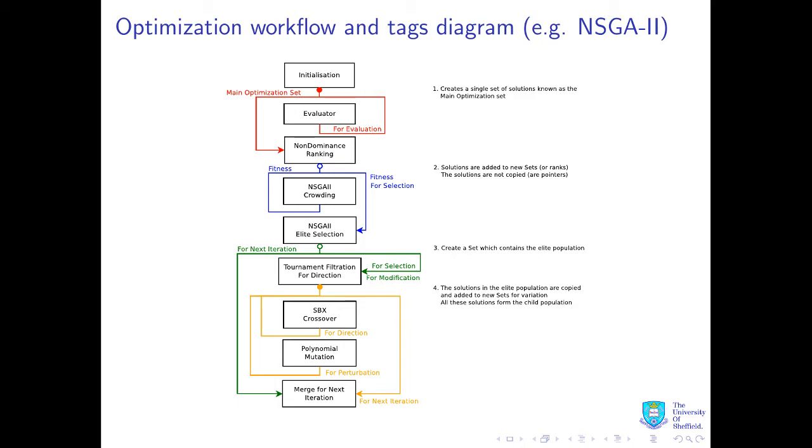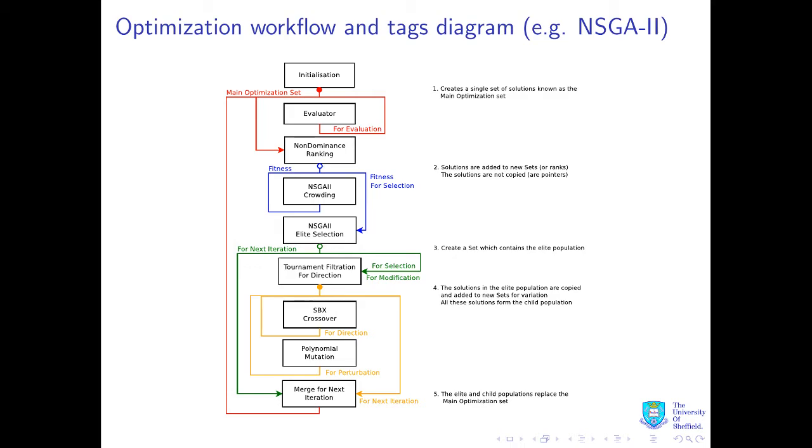At the end, you have two populations here: the one coming from the elite selection, which is the elite population, and the child population coming from the tournament filtration for direction, which are then merged together by the operator merge for next iteration, and then they are used to replace the main optimization set.